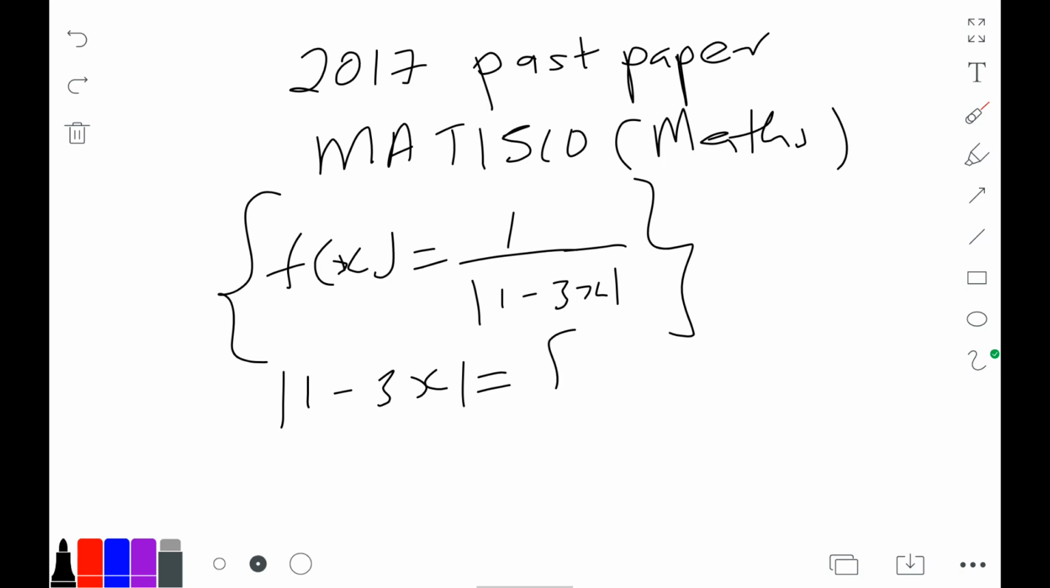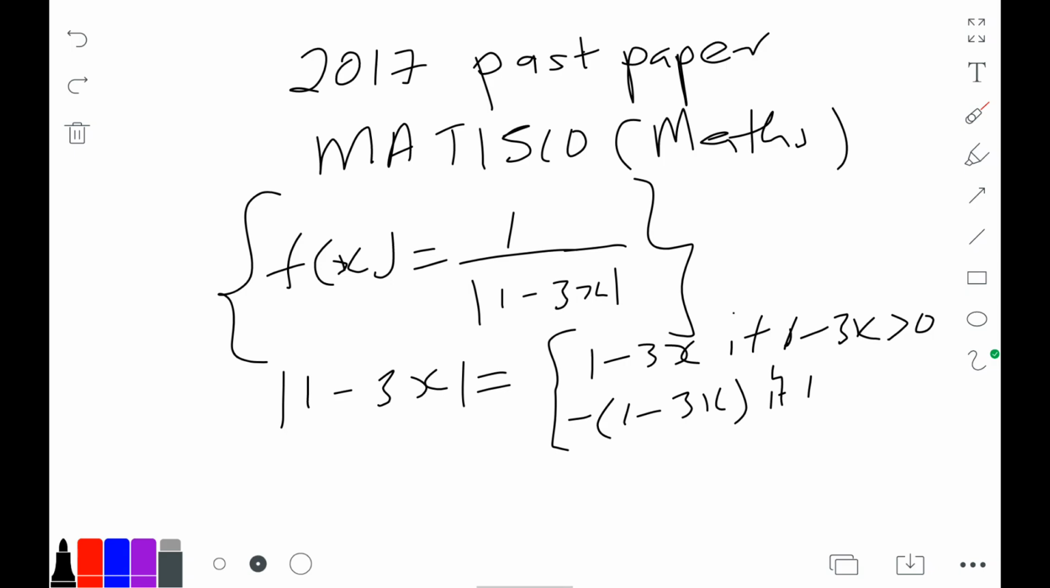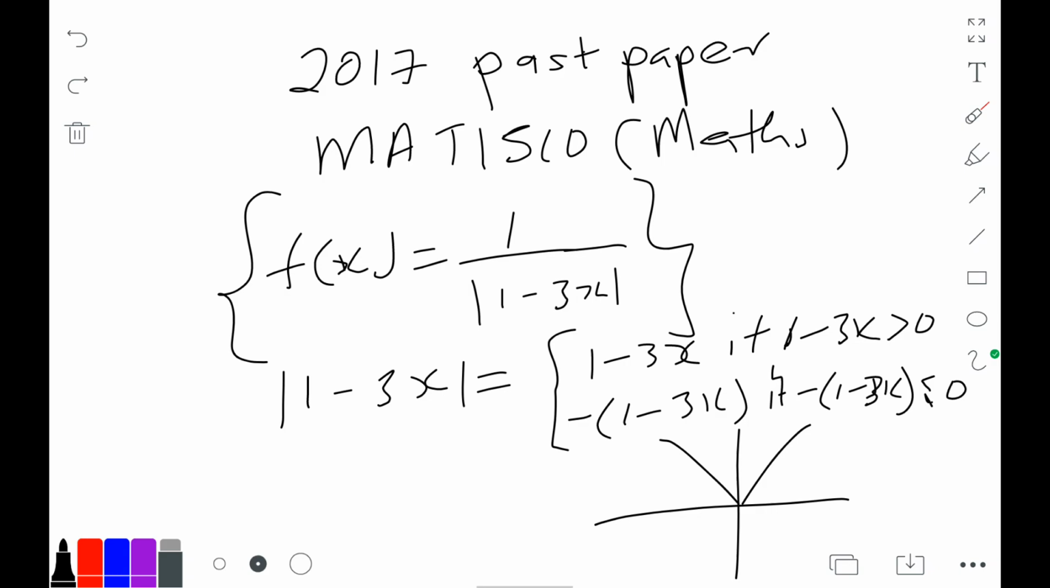And you must remember that you can write an absolute value as 1 minus 3x if your 1 minus 3x is greater than 0, or you can write negative in brackets 1 minus 3x if your 1 minus 3x is less than or equal to 0. So this is how you do it. So the original graph of an absolute value, remember, is drawn this way.